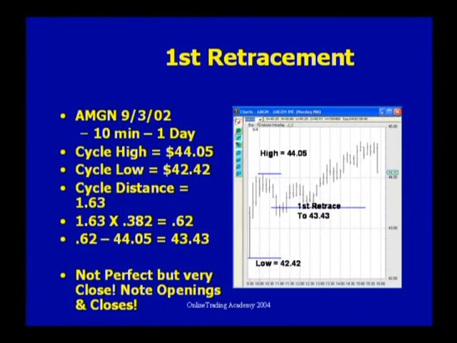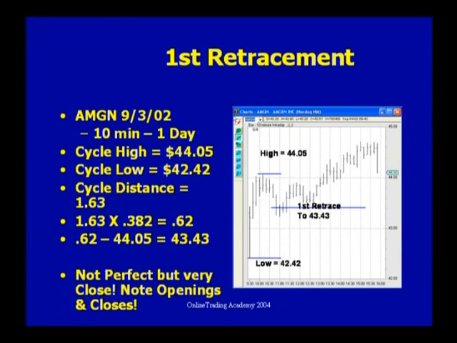Now that was a downtrend. Here's an uptrend. Again, this is a different stock, same day, September 3rd, 2002. We're on a 10-minute, one-day chart. The only reason I chose 10 minutes, guys, is so that the bars were really separated and nice and clear for you. The cycle low was 42.42. That's where it opened up. It ran up and made a high of 44.05 and started going off. As soon as I saw this was the highest high and we started getting lower highs, I started doing my calculations. Cycle distance was the differential between these, and it turned out to be $1.63.